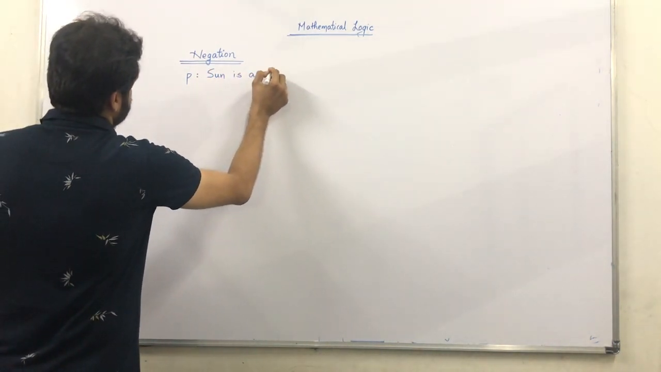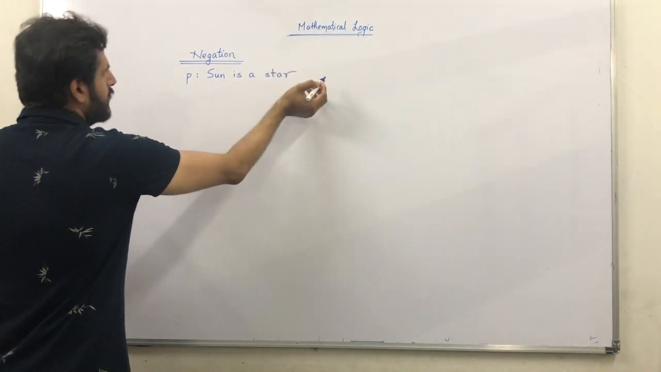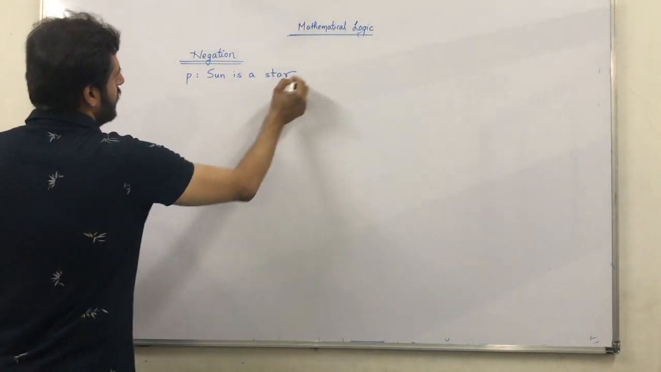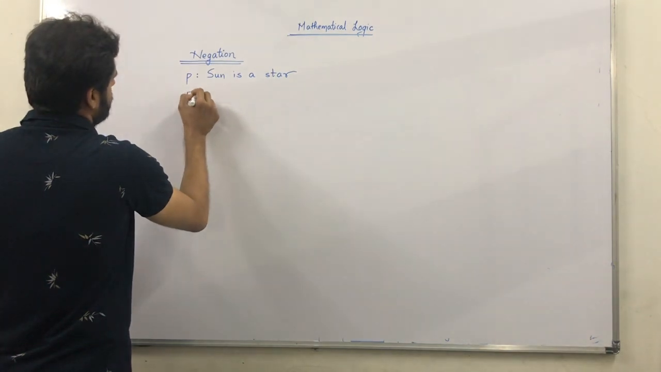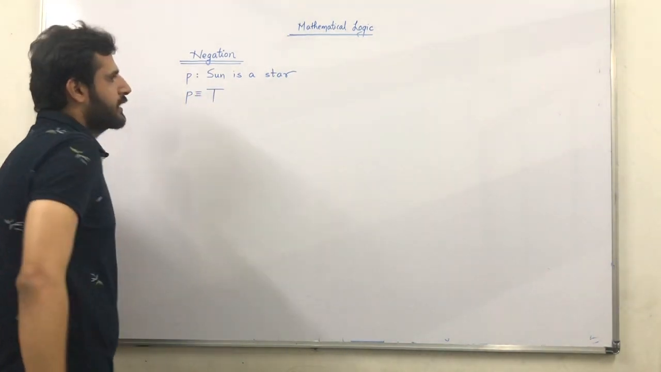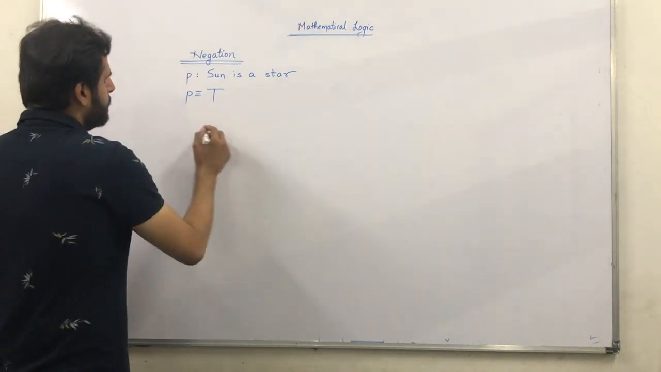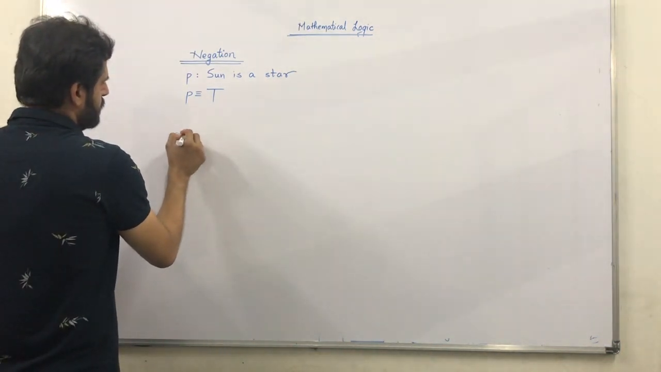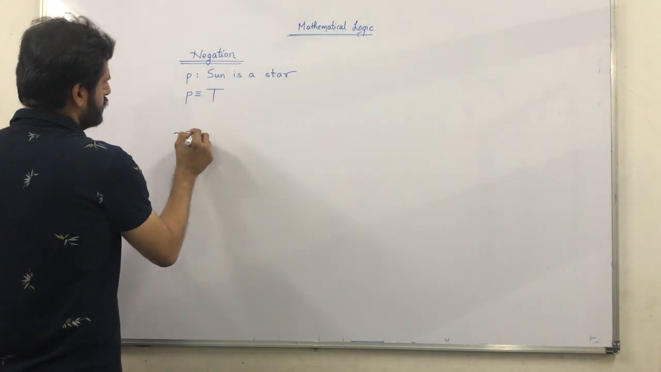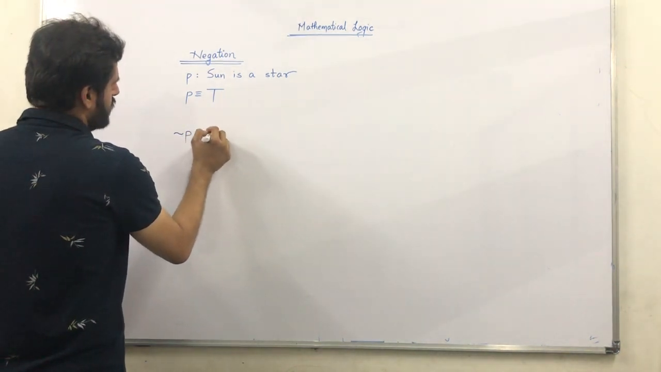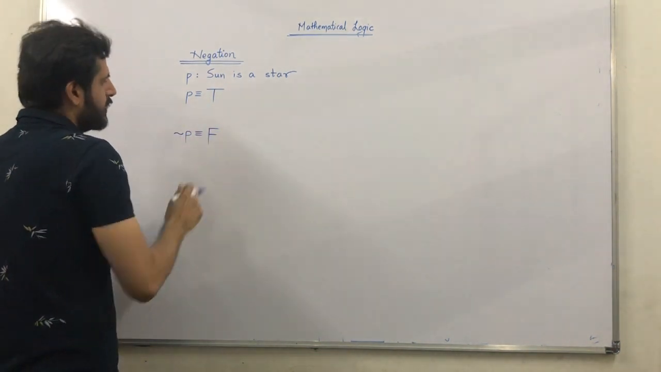Sun is a star. So we can have the truth value for the statement as true, because sun is a star is a true statement. So we can say truth value is capital T. Then we have negation P. Negation P is to change the truth value to false. Now true will change to false, right?